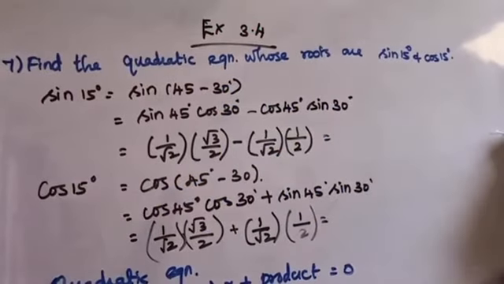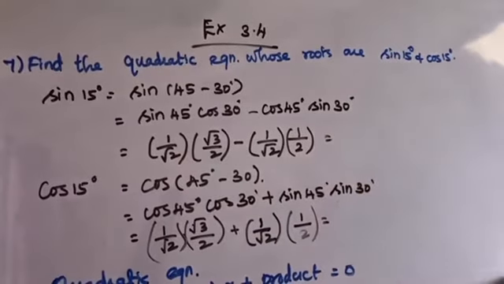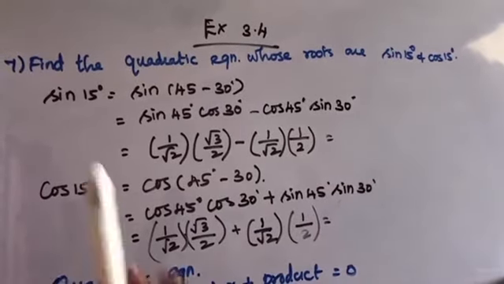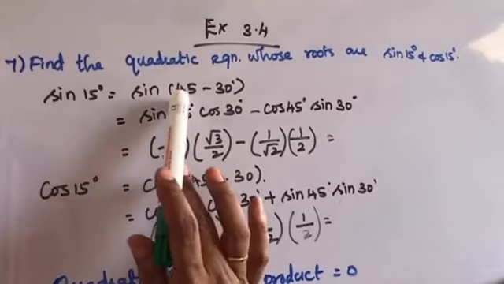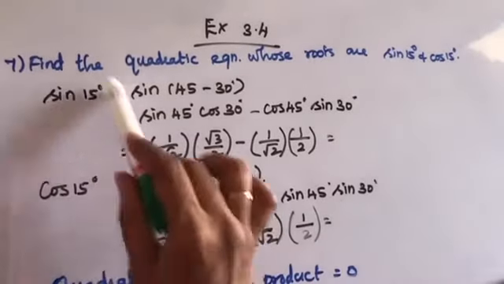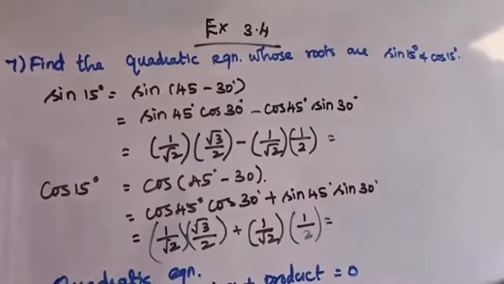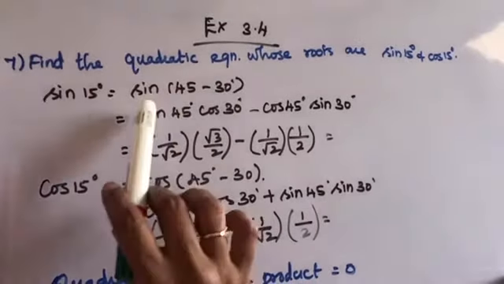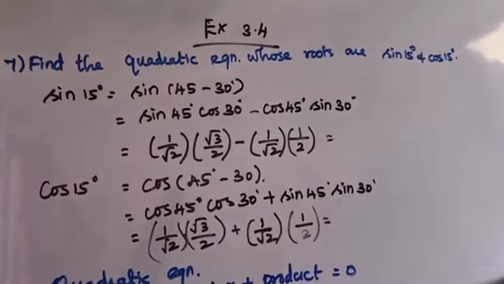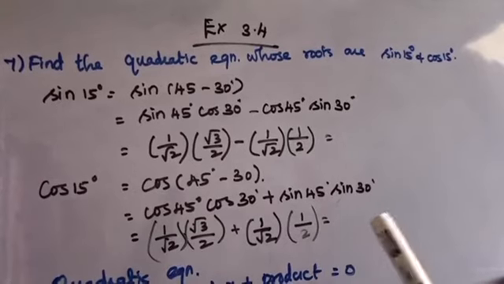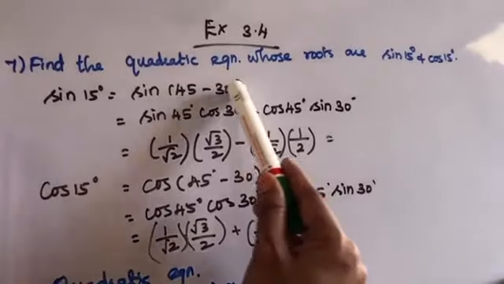Seventh question, find the quadratic equation whose roots are sin 15 degree and cos 15 degree. So, sin 15 degree, what is sin 15? I write sin 15 as sin 45 minus 30. I am splitting it with the known values. So, it is in the form sin A minus B. What is sin A minus B? Sin A cos B minus cos A sin B. In the place of A we have 45 and in the place of B we have 30.